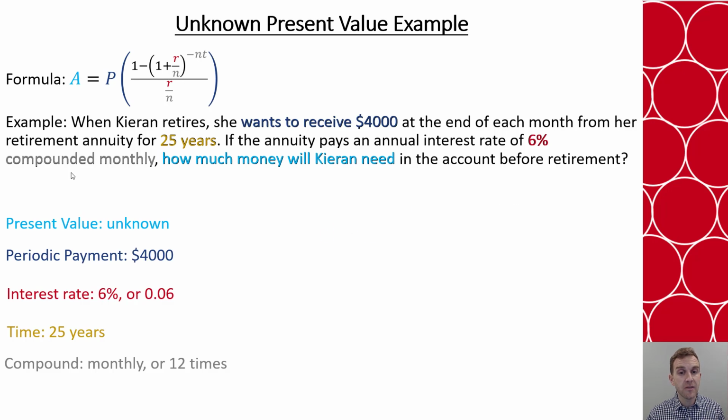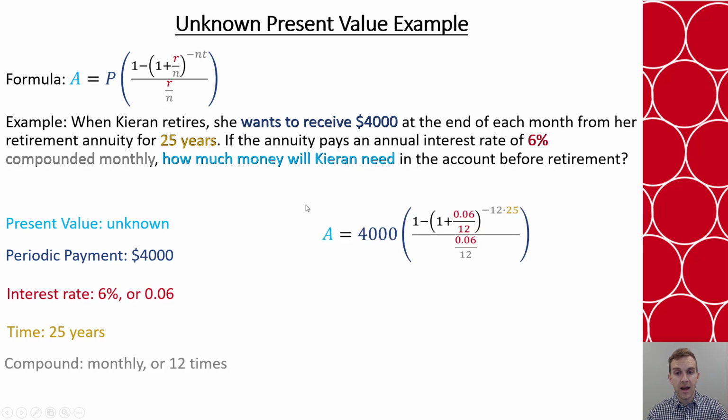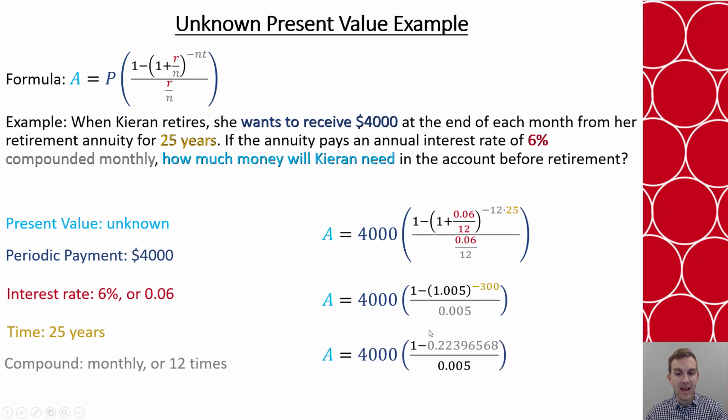So let's substitute in the values we have. Now, there's a lot going on here. Let's take it one piece at a time. I'm going to simplify my two fractions. And I'm going to go in and multiply 12 times 25 to get that exponent simplified. Now I need to raise to my negative 300 and then do 1 minus that value.